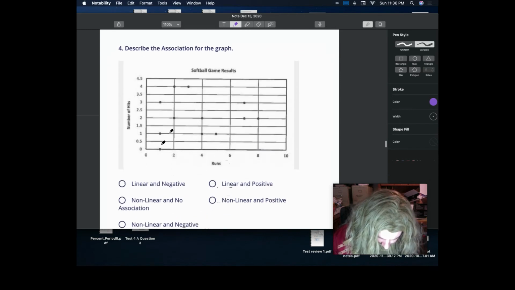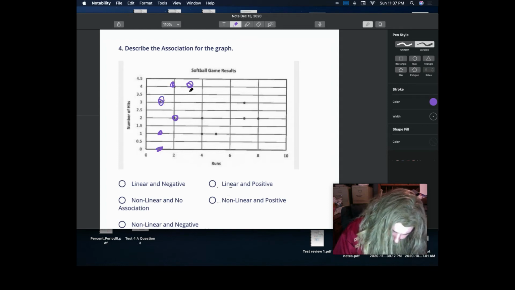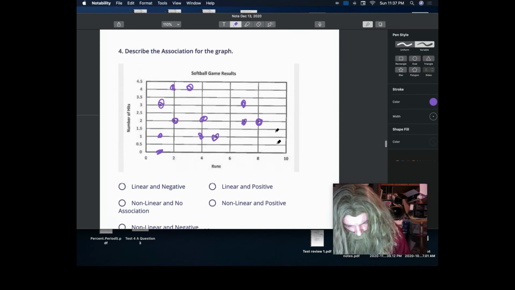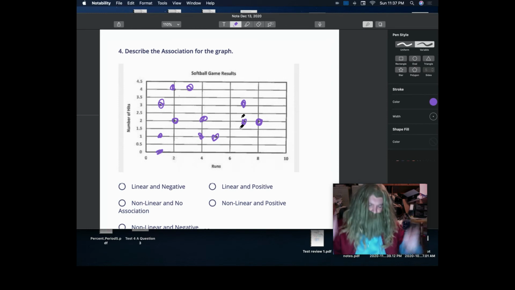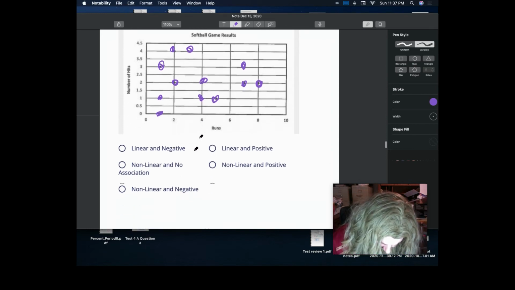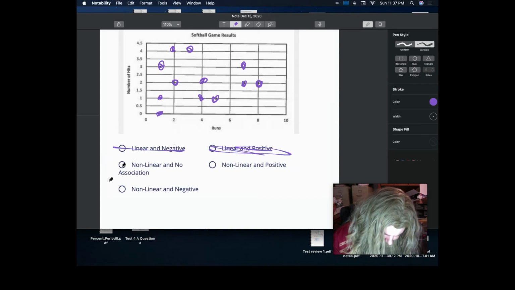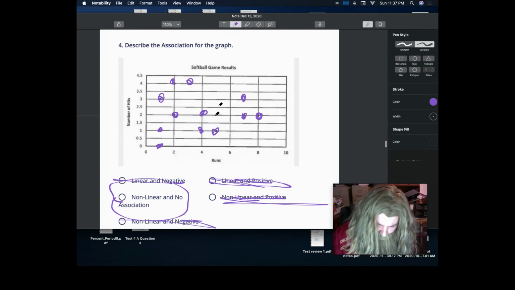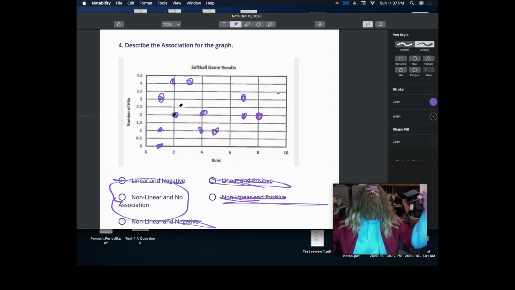Describe the association here. Well, here we have points here, here, here, here, here. It's like the cosmos as I fly through the cosmos at night, sometimes when I need to get some air. What do I realize here? Well, these points are scattered all over the place. This is no correlation here. So linear and negative? No. Linear and positive? This is garbage. Non-linear and no association? That sounds fantastic. Non-linear and positive? No. Non-linear negative? No. In other words, when you have points scattered all over the place, there is no correlation.